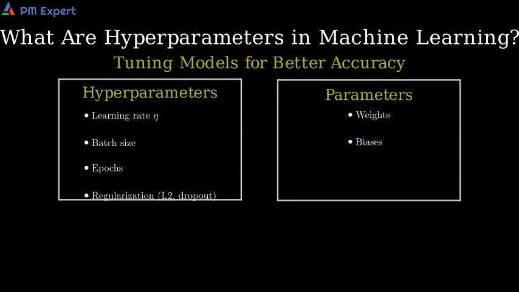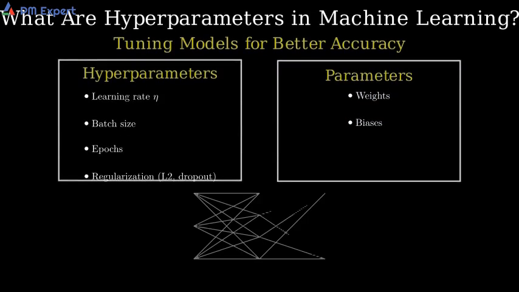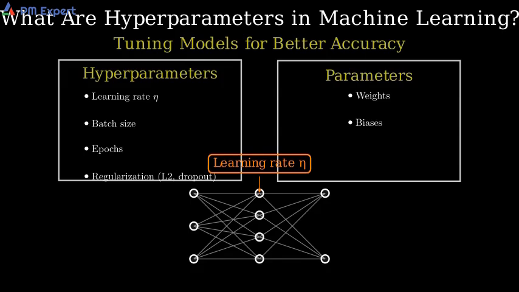Let's look at a tiny neural network and tag the key hyperparameters we can tune. We will draw 3 layers of nodes with connections. Learning rate controls how big each update step is. Batch size controls how many examples we use per update. Epochs is how many times we pass through the whole dataset.